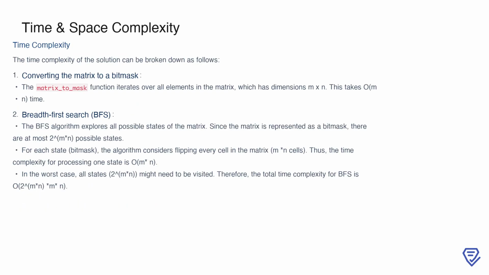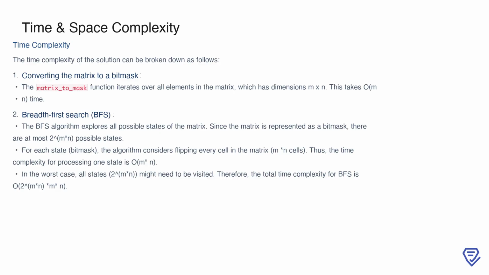Here, we break down the time complexity of our solution. First, we convert the binary matrix into a bit mask using the matrix_to_mask function. This step involves iterating through all the elements of the matrix, which takes m*n time, where m is the number of rows and n is the number of columns. Next, we employ a breadth-first search, or BFS, to explore all possible states of the matrix. Since the matrix is represented as a bit mask, the total number of possible states is 2^(m*n), where each state represents a unique configuration of the matrix.